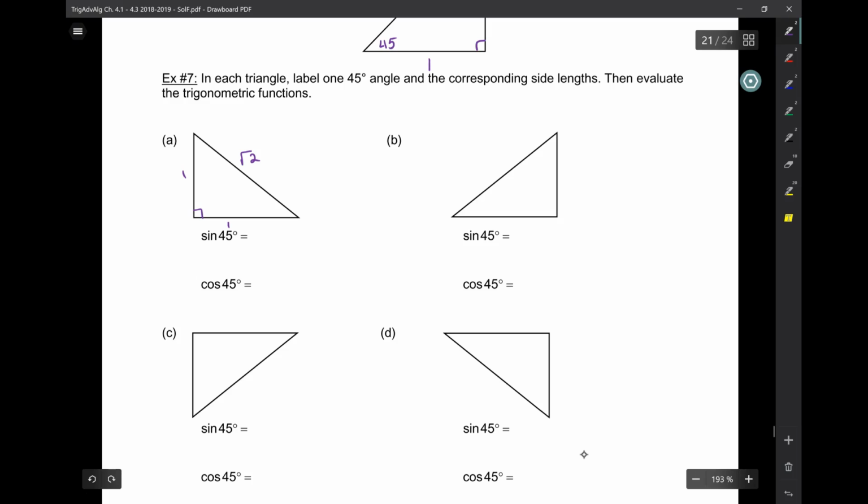So how much is the sine, if this is 45? 1 over root 2. And how much is the cosine? 1 over root 2. They're the same, right? And that happens because the legs are congruent.